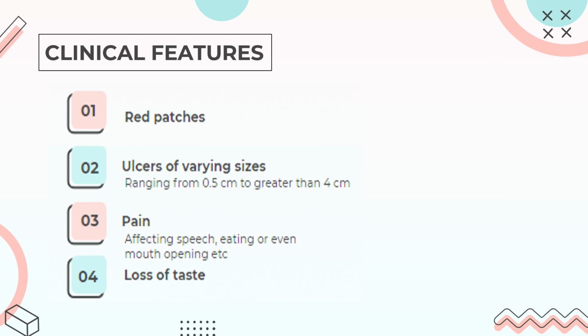These are the clinical features of oral mucositis. The first one is red patches on the mucous membrane. The second one is ulcers of varying sizes ranging from 0.5 cm to greater than 4 cm. The third one is pain that affects the patient's speech, eating, or even mouth opening. And the last one is loss of taste.